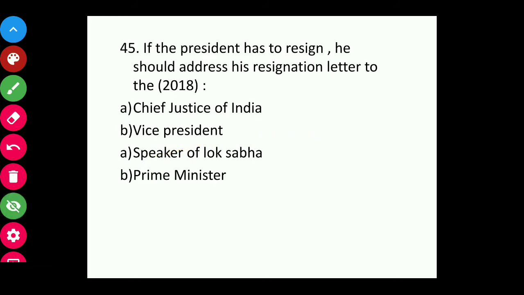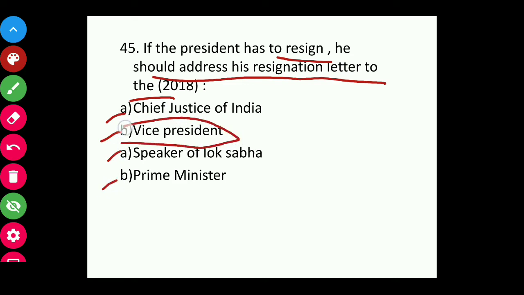If the president has to resign, he should address his resignation letter to the A. Chief Justice of India, B. Vice President, C. Speaker of Lok Sabha, D. Prime Minister. The answer is Vice President of India. He should address his resignation letter to the Vice President of India.